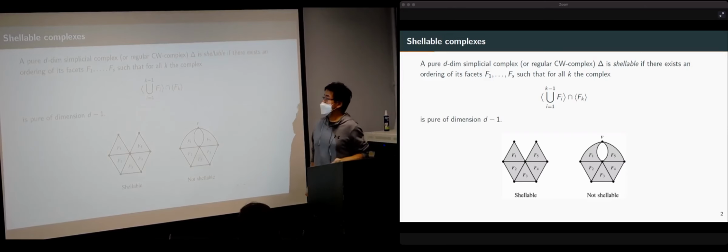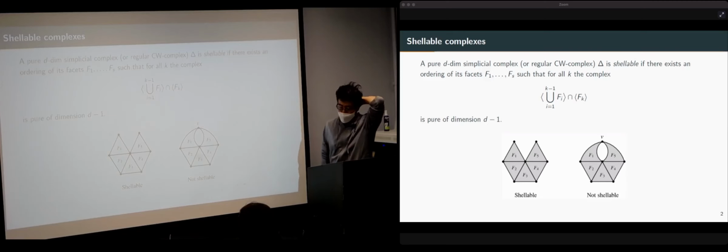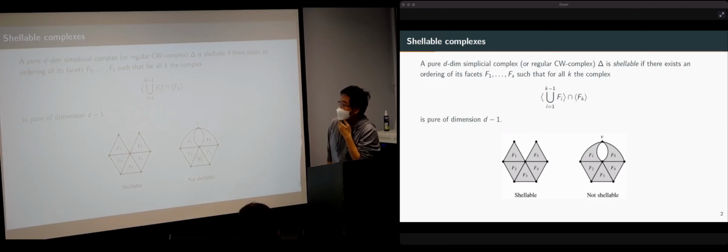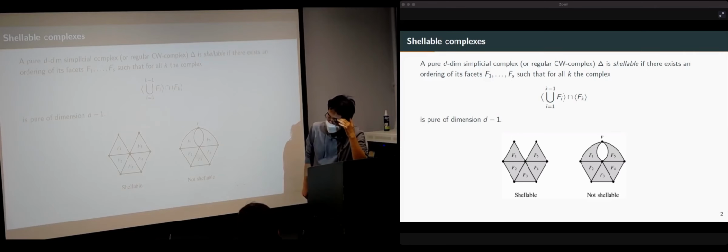The question is, do we want the intersection to be shellable? That's a good question. Let's see. We definitely want it to be connected. So the intersection is pure of dimension d minus 1. The question is, does it have to be shellable? I'll have to think about it. Does anyone perhaps know the answer?